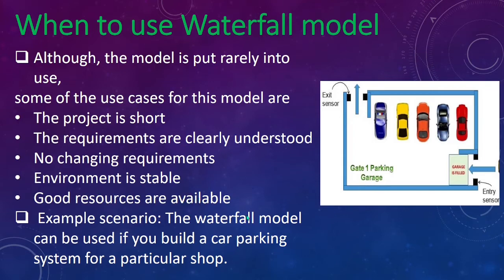So we can use, for example, waterfall model for a car parking system. Why? Let's see how. So this is a car parking system. We know the project is limited. There's no scope of this project increasing. We have limited resources. We know the requirements. We know how much space has to be given for each vehicle. We also know that the environment is stable and there are no changing requirements. The requirements will always be stable. So we can use waterfall model for the car parking system. And there are several other examples as well.